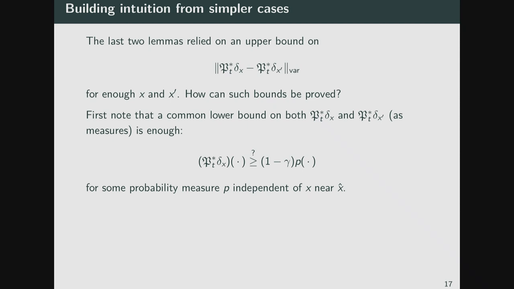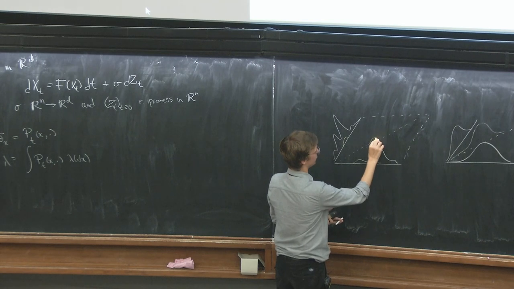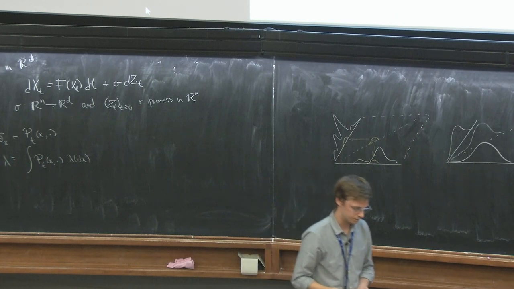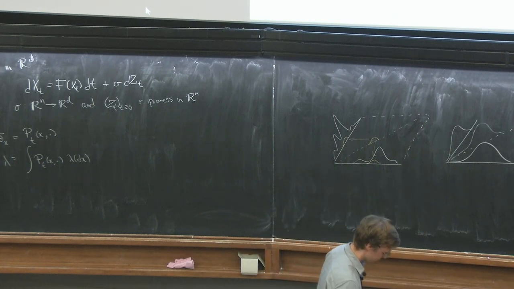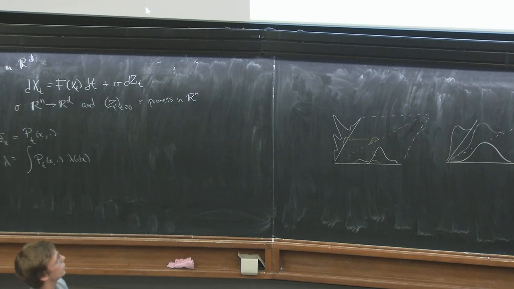Because if this measure is lower bounded by something, and this thing also lower bounds this one, then you can at least put that on the diagonal. It will have the right projections, and it won't be a problem. So the idea is that if you want to prove a bound on the difference, well, you can just prove a common lower bound, which holds for all x near some point or in some small set. And how do you do that? Well, that's where controllability comes in.